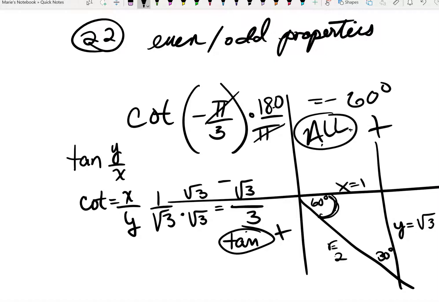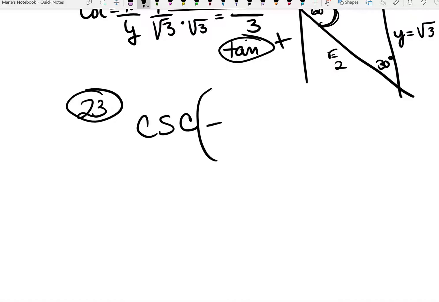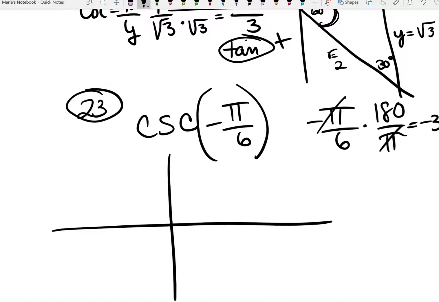Alright, same thing goes for number 23 and 24. So if I'm looking at number 23, I have cosecant of negative pi over 6. Again, I take the negative pi over 6 and I convert it. 180 over pi, let's change it to degrees, so that cancels, and I end up with negative 30 degrees. Okay, so I'm going negative 30 degrees.